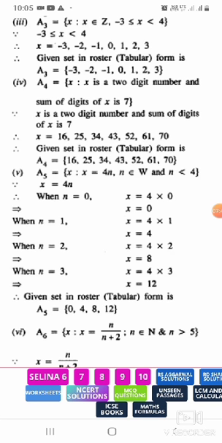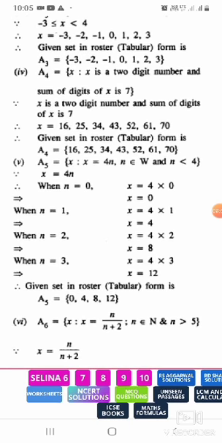So let us substitute the value. x is equal to 4n. 4n means 4 into n. 4 into 0, so 4 into 0 is 0. Now the next number we have to take is 1, because after 0 the next number is 1. So 4 into 1 is 4.